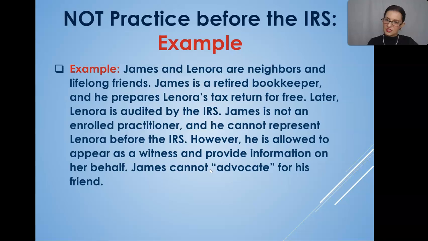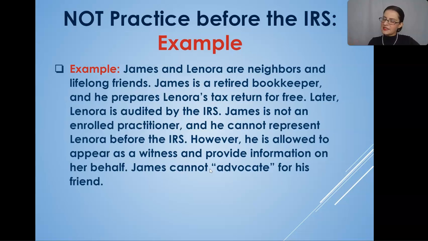He's not an enrolled practitioner. And he prepared her tax return, and then she can ask him, will you go with me to the examination? I'm just going to try to work it out myself. That's not considered practice before the IRS, but James wouldn't be able to advocate for his friend.